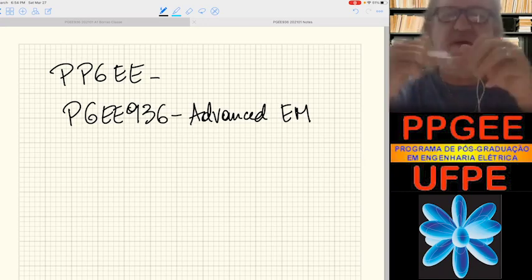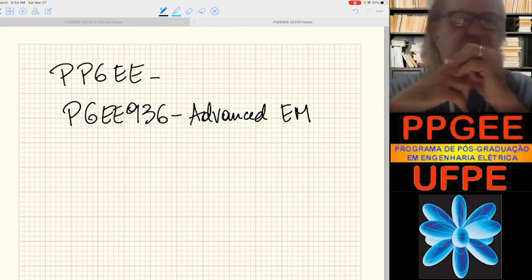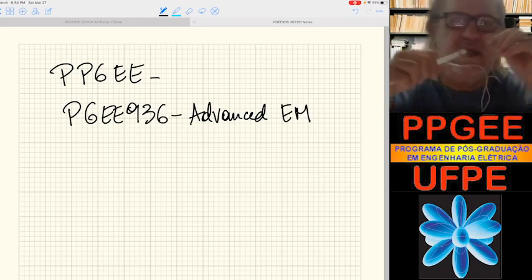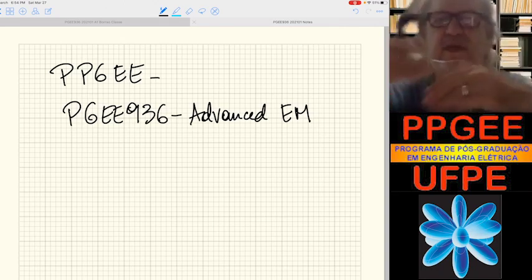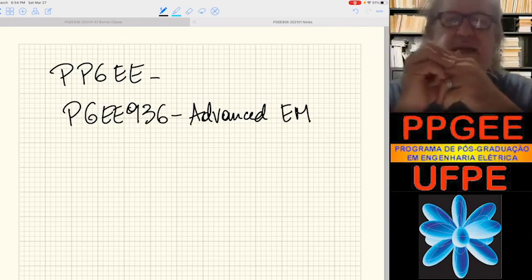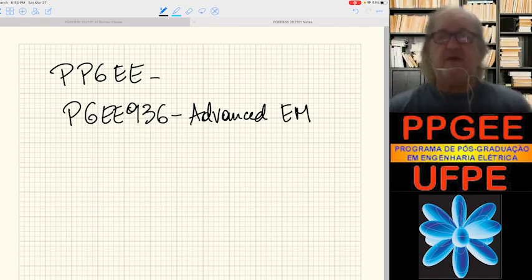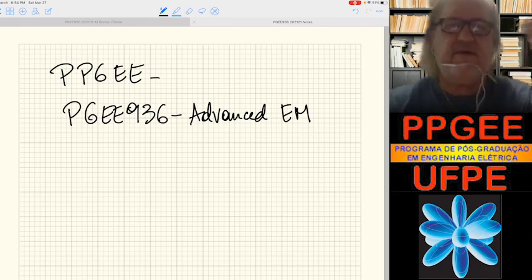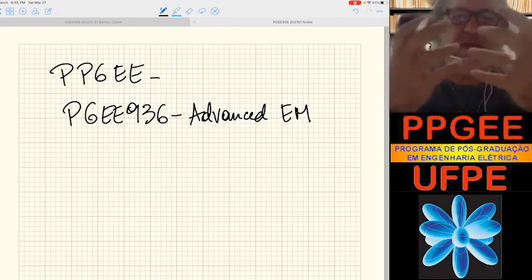Use of special functions and concepts of orthogonality for solving boundary value problems, either in electrostatics or magnetostatics or in conducting media. And we also make extensive use of vector algebra in solving those problems. Okay. The course mostly covers the part of static fields in which all these mathematical tools are employed.